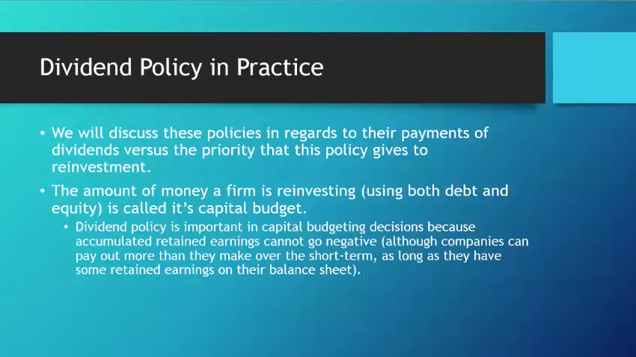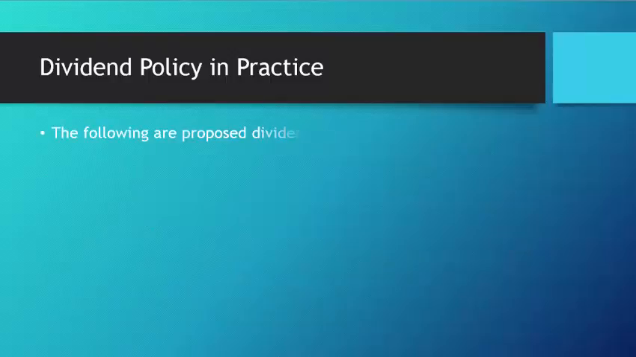So the dividend policy is important in capital budgeting decisions because accumulated retained earnings cannot go negative, although companies can pay out more than they make over the short term as long as they have some retained earnings on their balance sheet. And this is really an accounting issue. It's not whether or not they can afford it with cash.